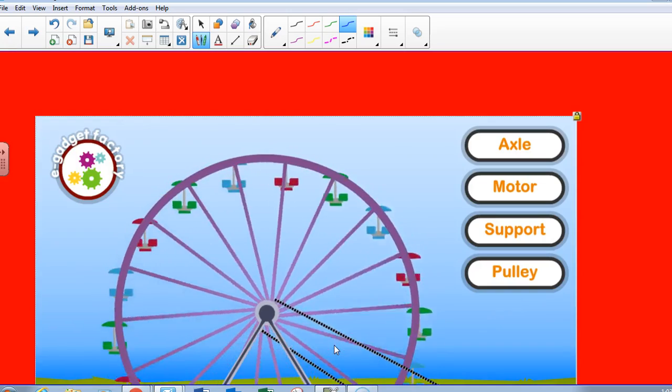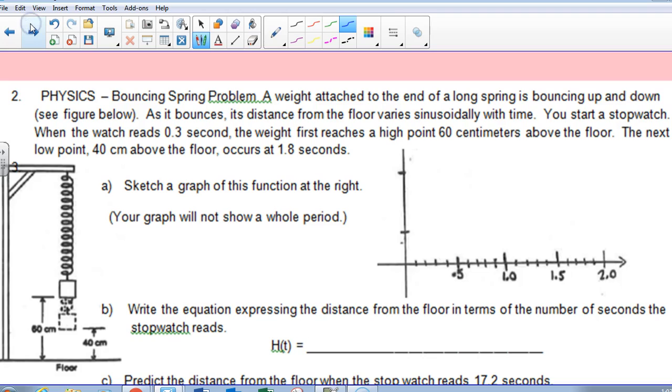The next one, maybe, is a spring question. Now this says a weight is attached to the end of a spring, and they drop it, it's bouncing up and down. Its distance from the floor varies sinusoidally with time. In physics sometimes it'll say ignoring friction or something. This is kind of the same idea. If you actually dropped it, would it rebound to exactly the same heights every time? No, it would eventually slow down, right?